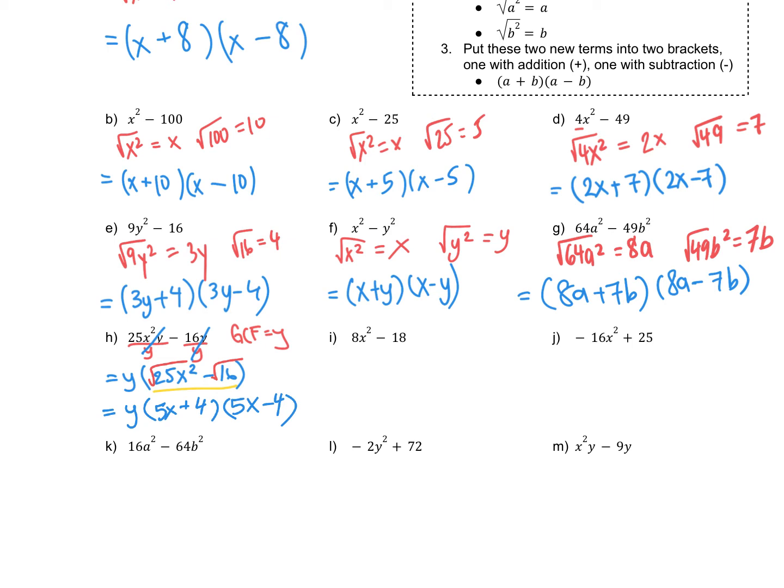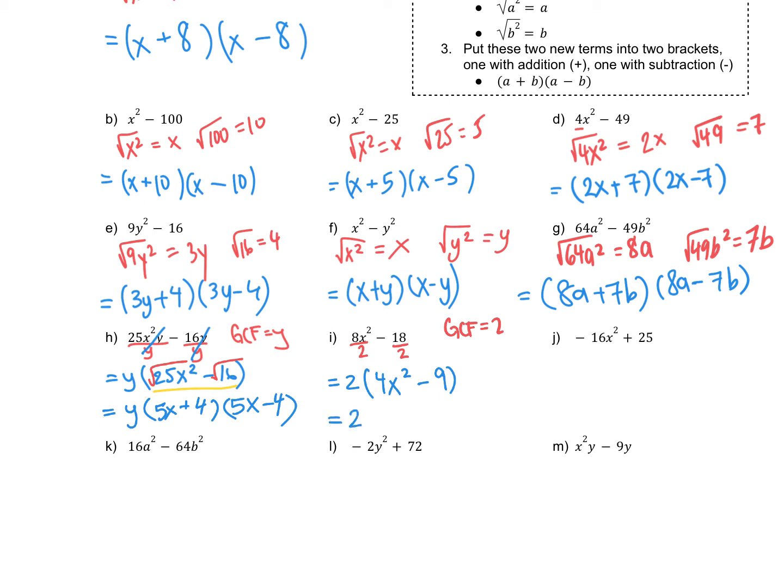However, 8 and 18 are both even numbers, and they are actually both divisible by 2. So we have a greatest common factor we have to deal with. So we write out the 2, open up bracket. 8 divided by 2 is 4, and 4 is a nice number because we can square root it. And then 18 divided by 2 is 9, and 9 again is a perfect square. So after I did a greatest common factor, we had a little difference of squares.